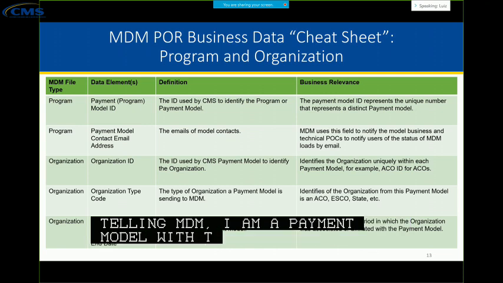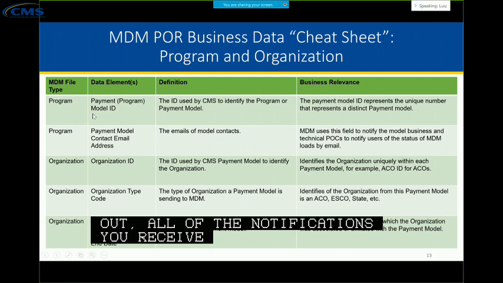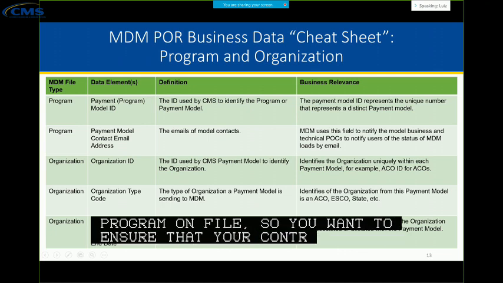But the important thing I want to point out, especially for the model leads, is that all the production notifications that you receive are controlled through the program file. So you want to make sure that your contractors keep this payment model contact email address updated accordingly, okay? So that's really the program data.